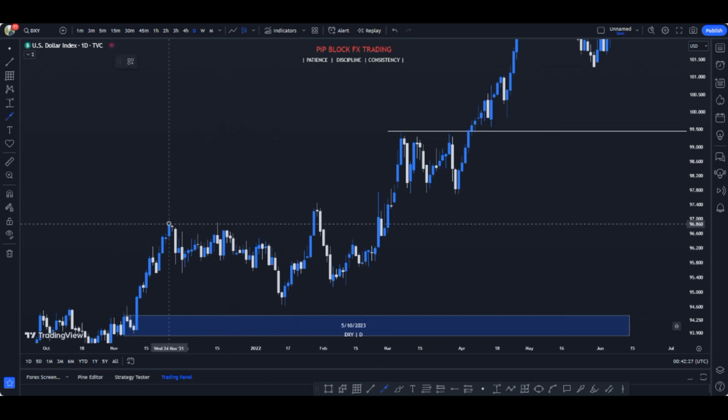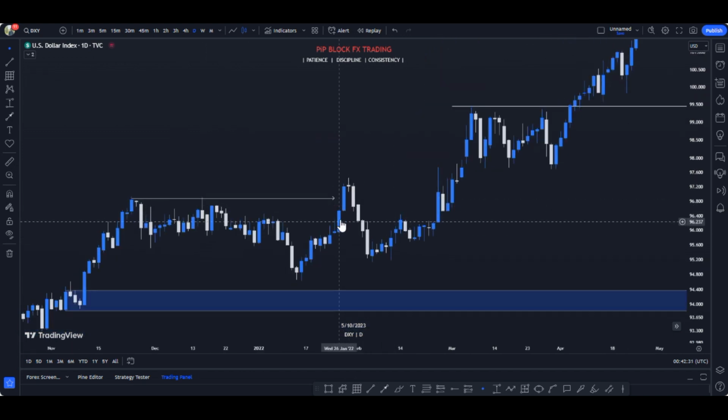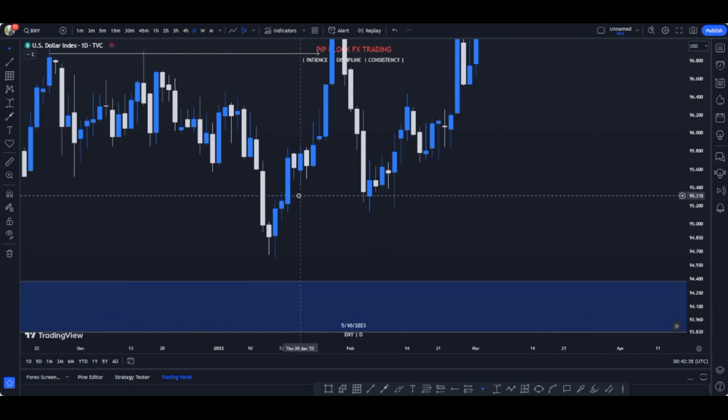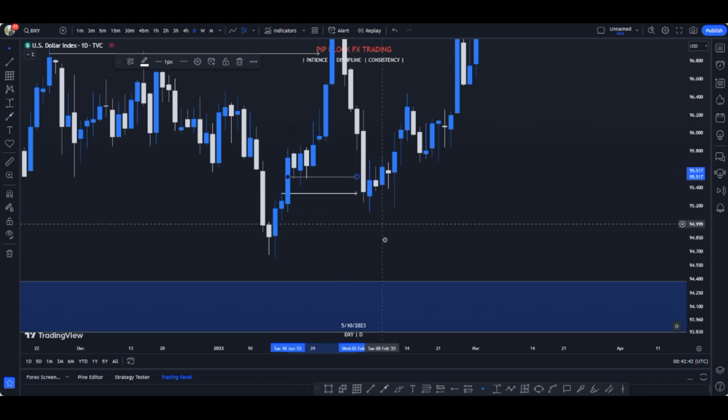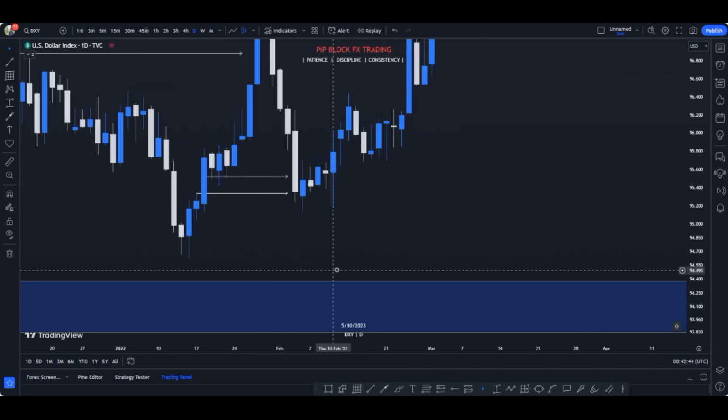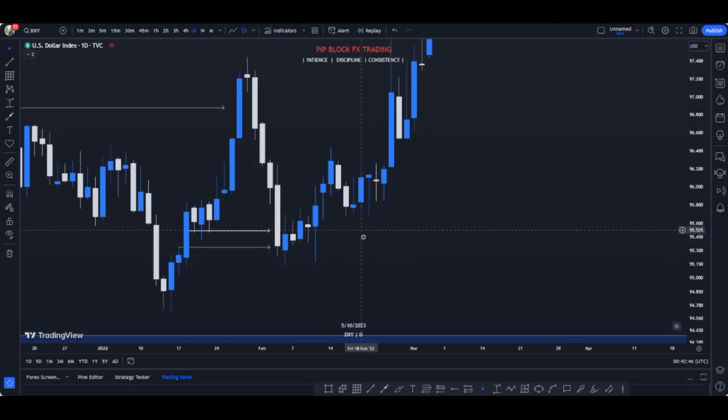Once price broke structure to the upside, we had a move to the downside just to fill up this imbalance. So you can see right here, we have this very tiny imbalance that price traded into just to fill it, right? So price traded to fill this imbalance, and then later we had a move to the upside.